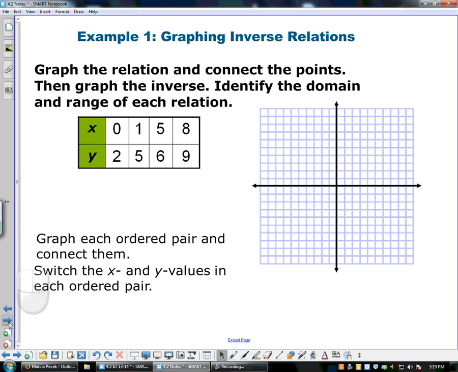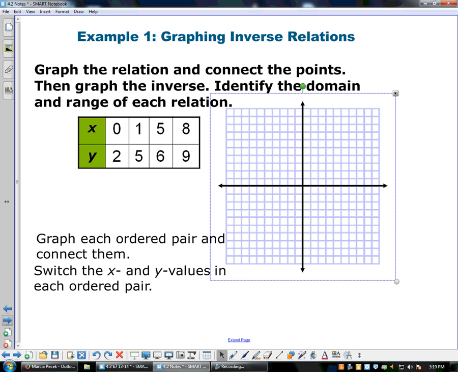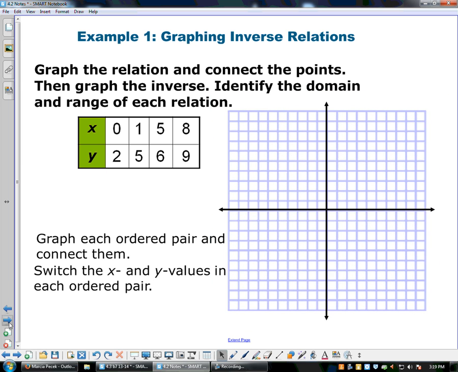Okay, so we're going to jump right into our first example here, graphing inverse relations. So we kind of have some steps here. We're going to graph the relation and connect the points. Then we'll graph its inverse, and we're going to actually find the domain and range of each relation. So we're going to use our graph here, and we're going to start off by graphing the 4 ordered pairs that are in our relation.